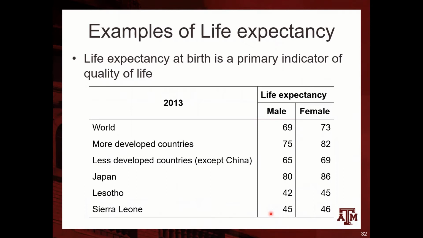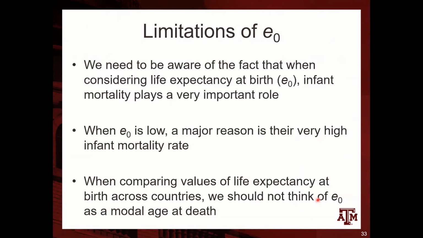Because maybe after people pass the risk of dying as babies before they reach age 1, they will have fewer chances of dying and they might live longer than 42 and 45 in this example. So when countries have really high levels of infant mortality, you should not interpret the life expectancy at birth as the modal age of death, as that age in which most people die, right?